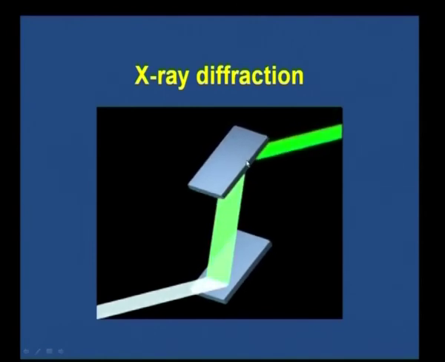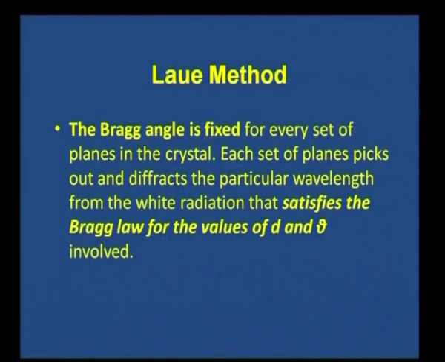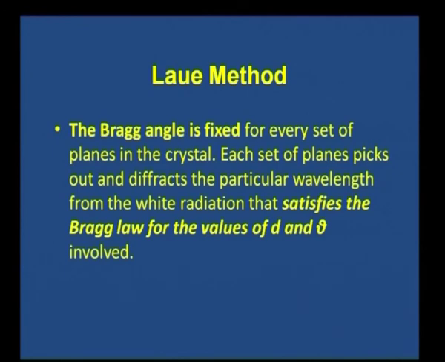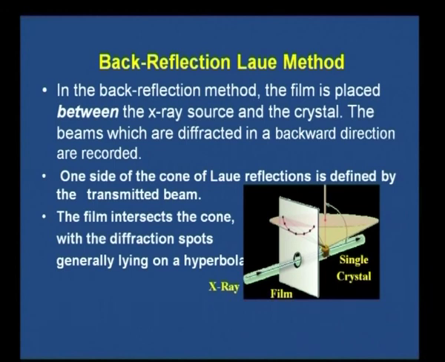So, this is how X-ray diffraction occurs, right. You have an incident beam and this is a plane which diffracts the X-ray, and the diffracted beam goes in this direction. This is the basic principle of X-ray diffraction, which obeys the so-called Bragg's law. Now, coming back to the Laue method, the Bragg angle is fixed for every set of planes in the crystal. I will show you the Bragg angle and things like that. Each set of planes picks out and diffracts the particular wavelength from the white radiation that satisfies the Bragg law for the value of d and theta involved. So, in Bragg's law you have the interplanar separation d and theta, the grazing incidence angle, and when these two are satisfied, diffraction will occur, right.